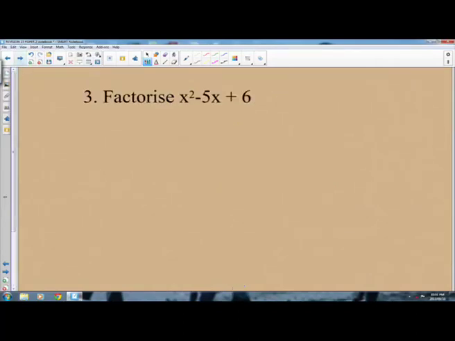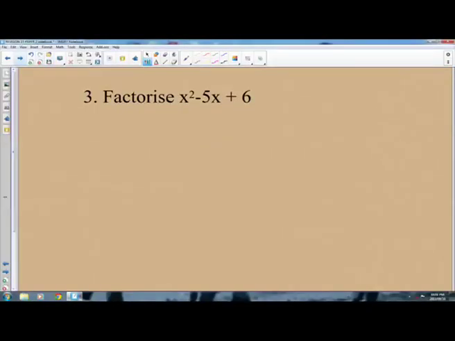Question number 3. Factorize x squared minus 5x plus 6. This is a quadratic expression, and it says you have to factorize it. It doesn't say solve, it says factorize. With expressions you cannot solve, you can only factorize. So we have to check.